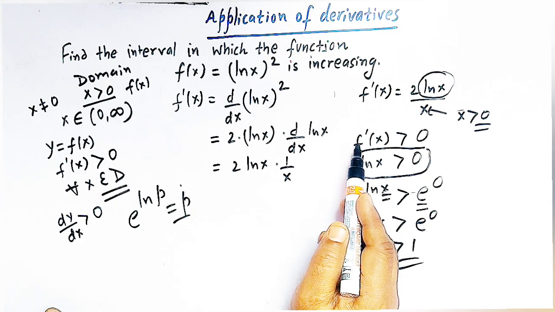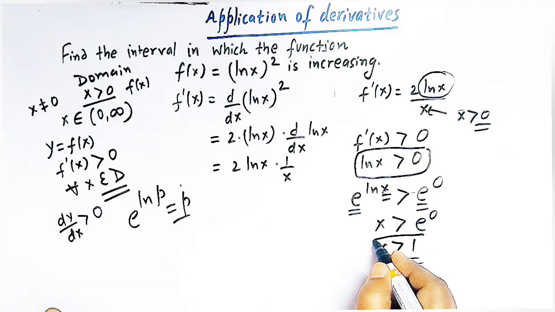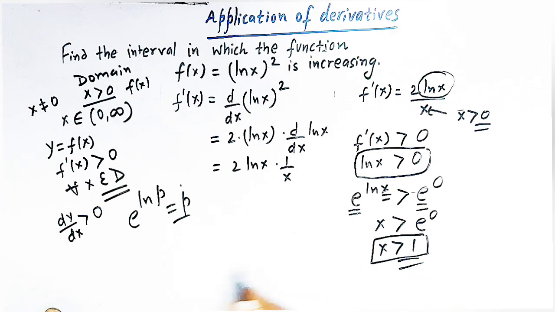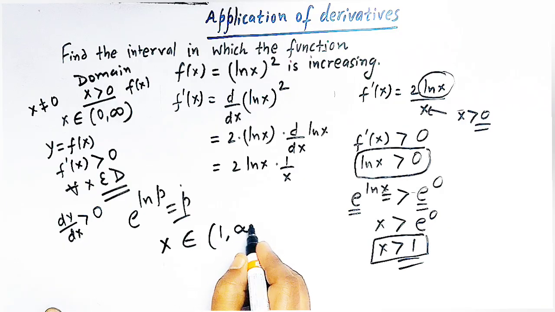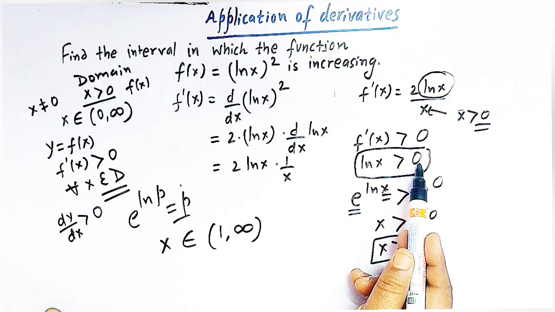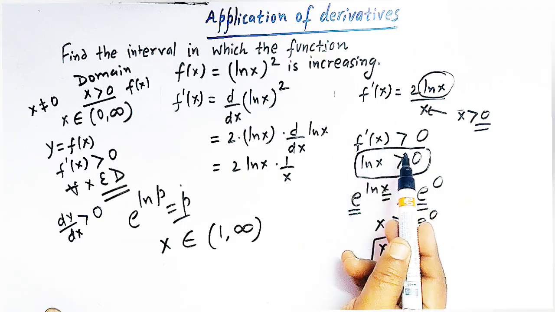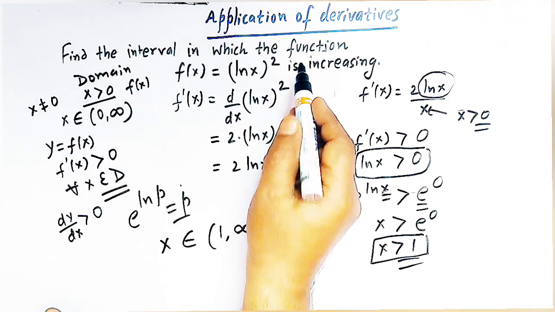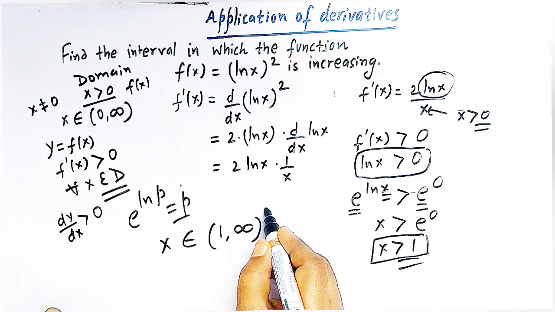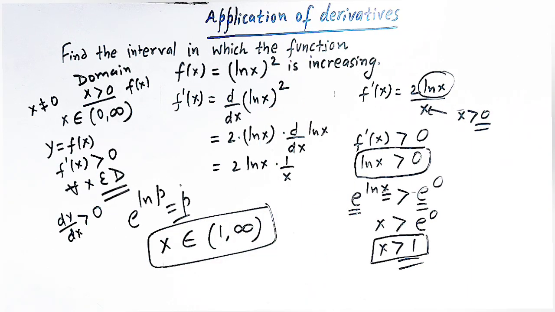So the derivative f prime of x is greater than 0 when x is greater than 1. When x belongs to the interval 1 to infinity, then natural log of x is greater than 0, and in that case the derivative is greater than 0. So this function is increasing in the interval 1 to infinity.